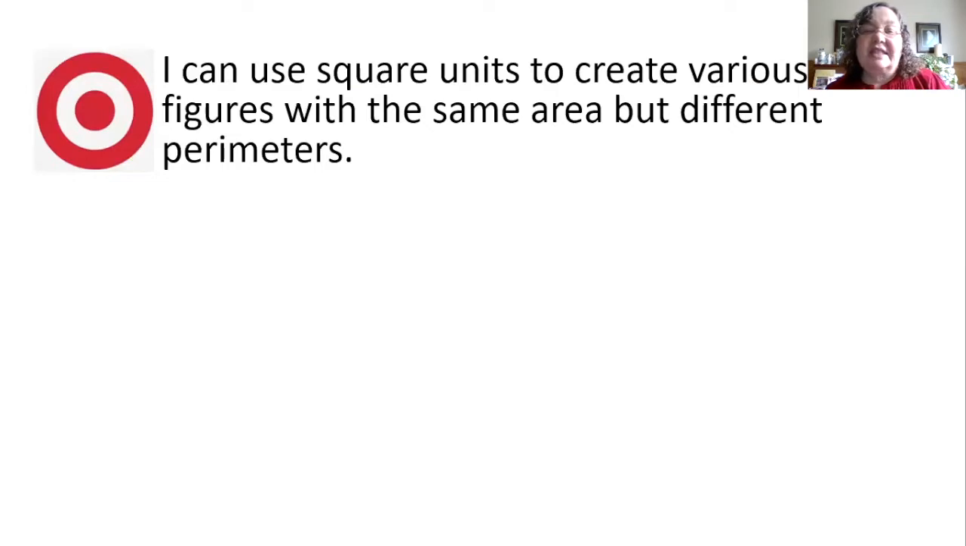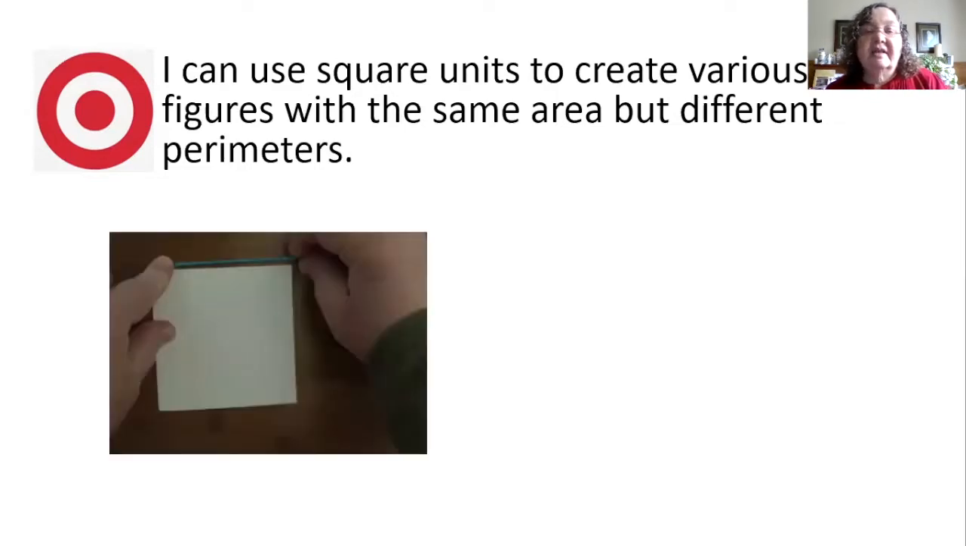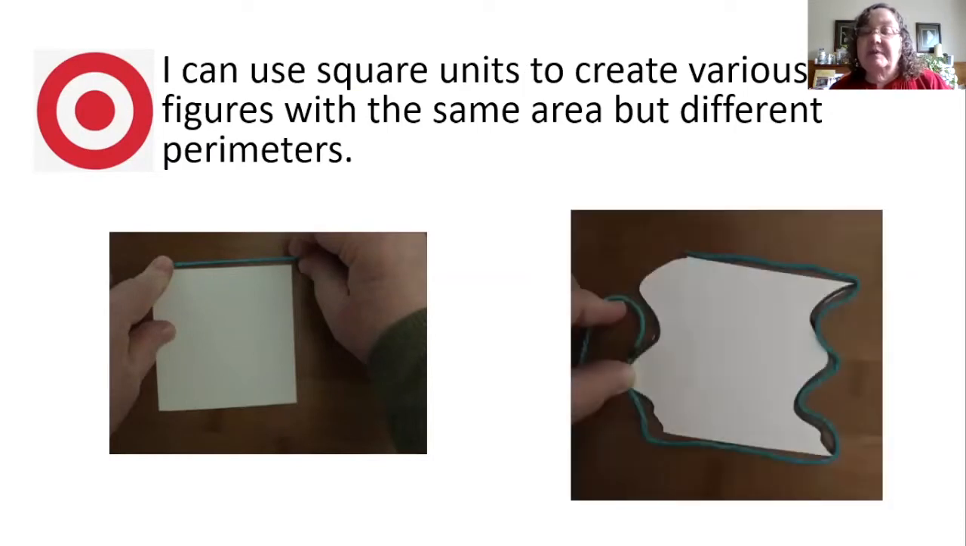Fabulous. Let's look at our learning target one more time. I can use square units to create various figures with the same area, but different perimeters. Do you remember when we started that we did this activity with the piece of paper and we had one square piece of paper and then we cut it into a funny shape and we found out that that same piece of paper now had a different perimeter. So that's what we're going to be doing today. We're going to be looking into that a little bit more.